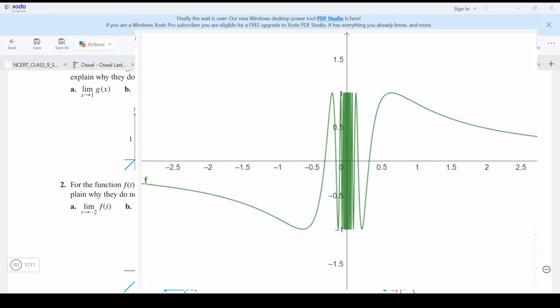x is approaching 1. Be careful. When x is approaching 1, what does that mean? x can approach from both sides, right? And y is approaching something. That means what is the value of the function when you are approaching from both sides? From the left side, if you are approaching 1, what is the value of the function? From the left side it is 0.